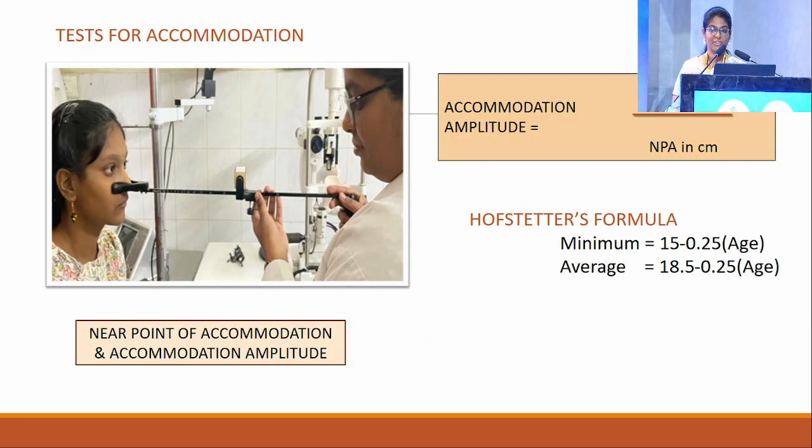Now, this is a brief introduction about the tests to perform to identify accommodative abnormalities. This is the near point of accommodation, which is measured by the RAF ruler, and accommodative amplitude is the strength of the accommodation, which is given by 100 divided by NPA in centimeters, and Hofstadter's formula determines a normal value according to the age of the patient.